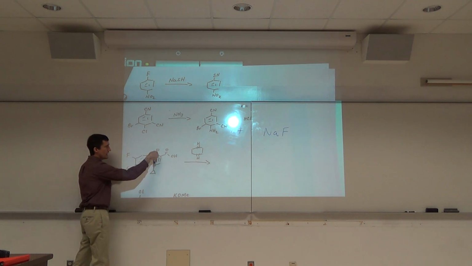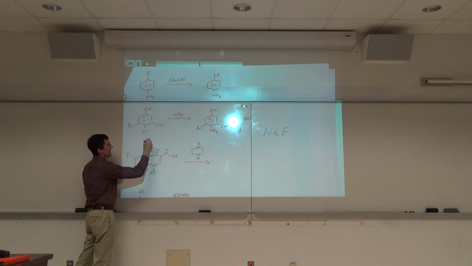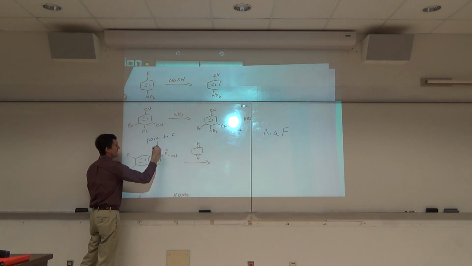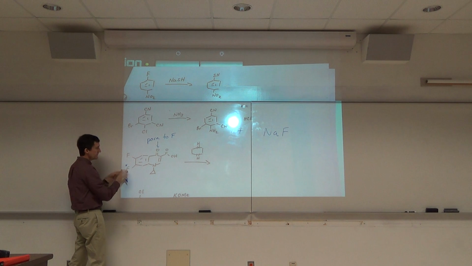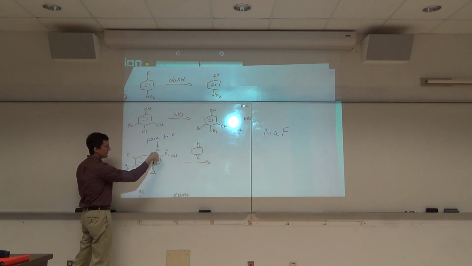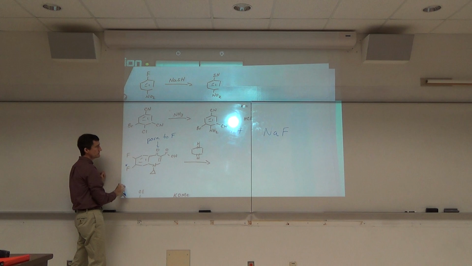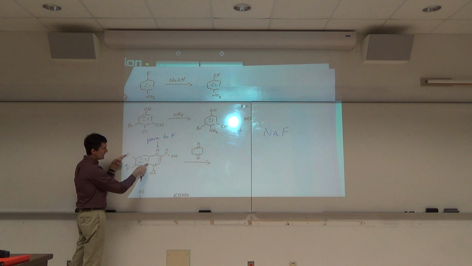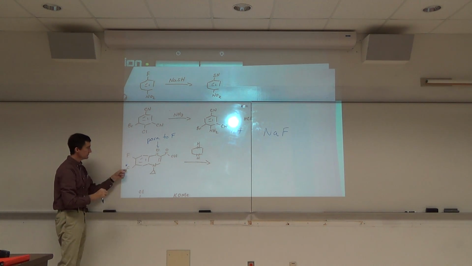Talking about this F here. See, that's para to a ketone. Does this other one have a strong electron withdrawing group, ortho or para? No. The amino is not. So this guy is displaced.